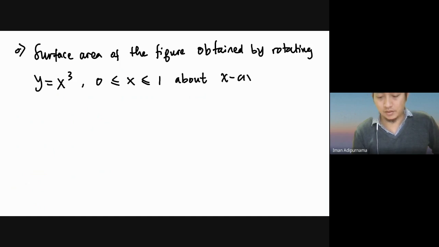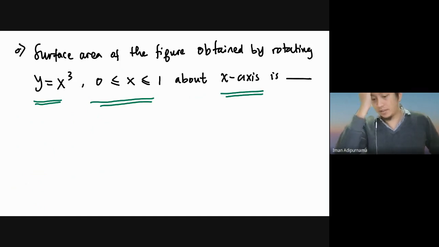about x-axis is. So you have the curve x cubed, you have the interval from 0 to 1 in x, and it's rotated about x-axis. If you would like to try, you can try. This is just taking the curve and interval into the formula for the surface area. Let me give you a few minutes to check and try.